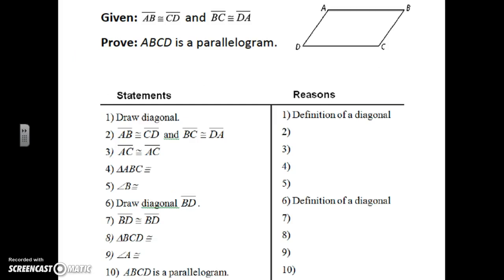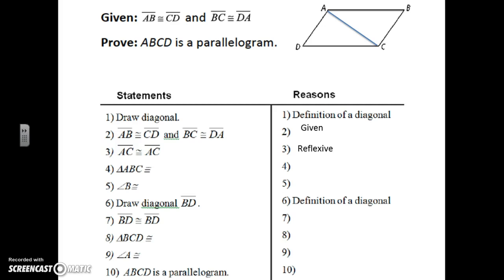Now we have a very short proof. I want to prove that ABCD is a parallelogram, and I'm going to start off by drawing one diagonal. And I can do that because of the definition of diagonal. Then I list my givens. They give me that the opposite sides are congruent. And then I'm going to add in that AC equals AC. Well, that's the reflexive property that we talked about a couple of sections ago.